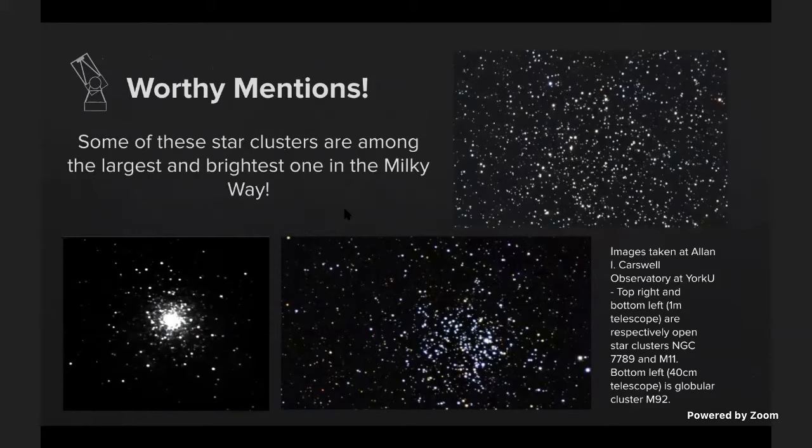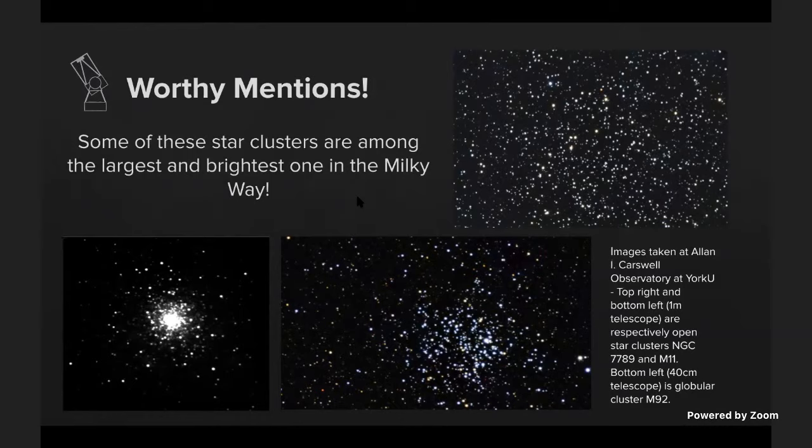And lastly, before we conclude tonight's session, here are some worth-mentioning star clusters. From bottom left, we have M92, a globular cluster in the Hercules constellation, about 26,000 light years away from Earth. Considered one of the brighter, in terms of absolute magnitude, and older globular clusters in the Milky Way. In absolutely perfect weather conditions, the cluster can actually be observed with the naked eye in the northern hemisphere.